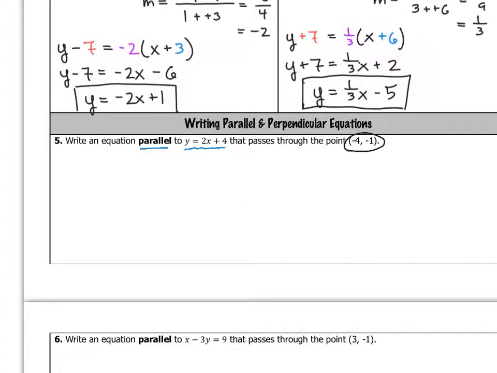You know that parallel lines have the same slope, so since this line here has a slope of 2, our line also will have a slope of 2. And so then we can write this point slope form equation as y plus 1 equals 2 times the quantity x plus 4. So this would be y plus 1 equals 2x plus 8, and y equals 2x plus 7.